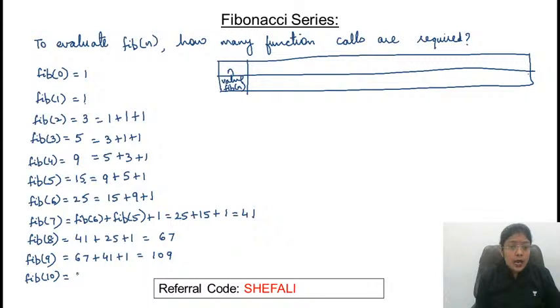It comes out to be 110 plus 67 is not 167, it's 177. 109 plus 67 plus 1, this comes out to be 177.